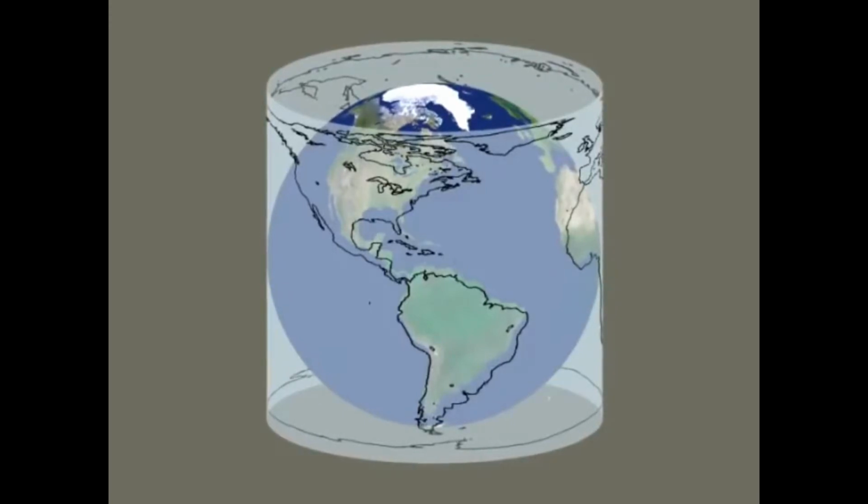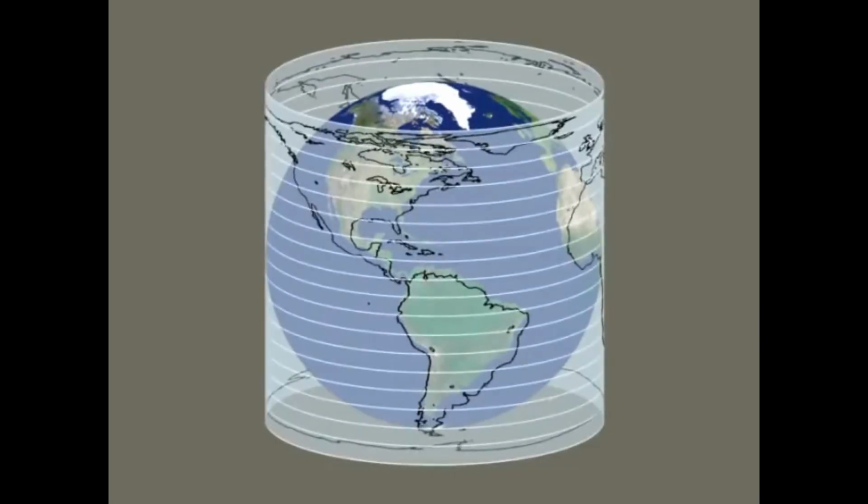On a map made using cylindrical projection, the parallels and meridians are straight lines that intersect at right angles.